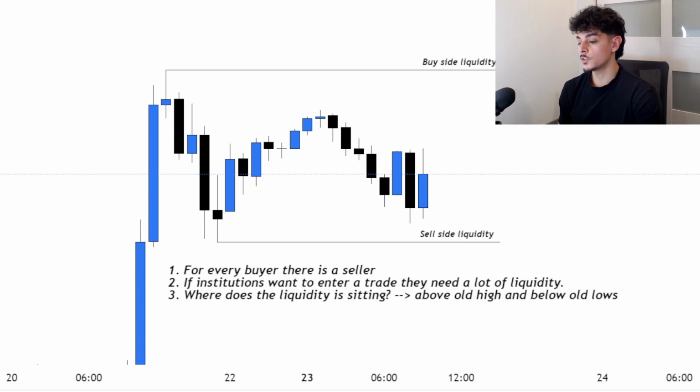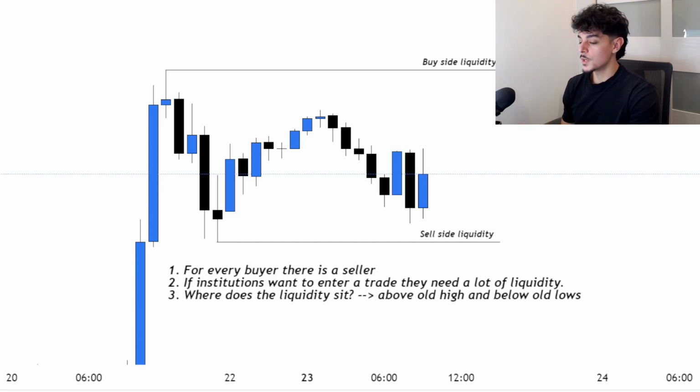If institutions want to enter a trade, they need a lot of liquidity. Okay, let's say an institution wants to enter 5,000 contracts for buys. They want to enter for longs. They think price is going to go to the upside. For every transaction, there must be a buyer and a seller. So if they want to buy 5,000 contracts, they need 5,000 contracts to be sold at that exact price. So where is the best area on the chart where you can find all those transactions happening at the same time? This leads us to point number 3.